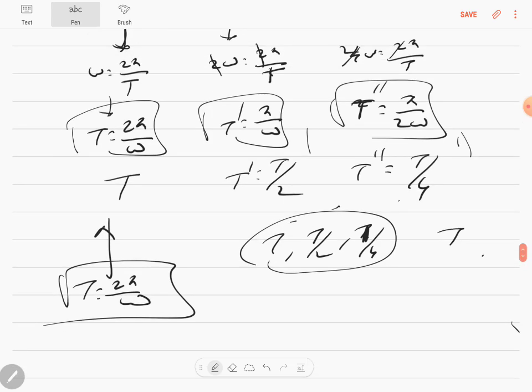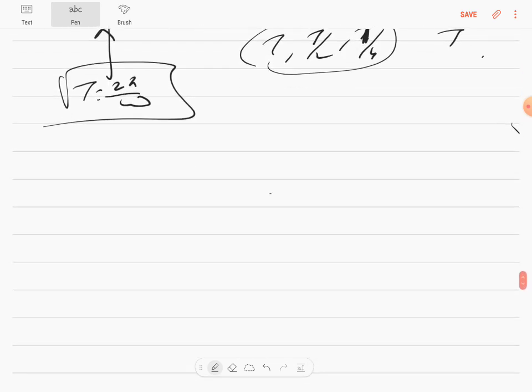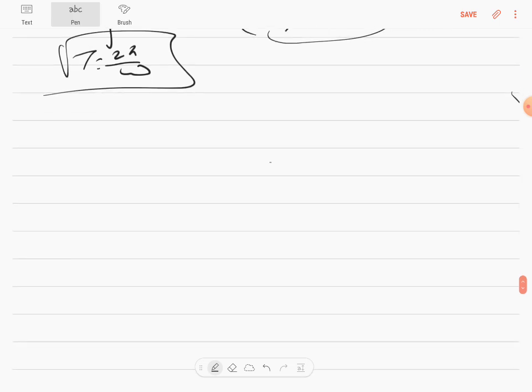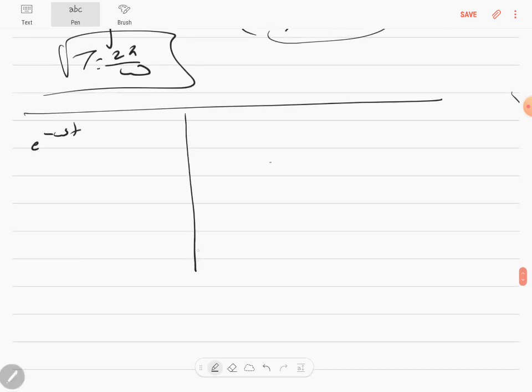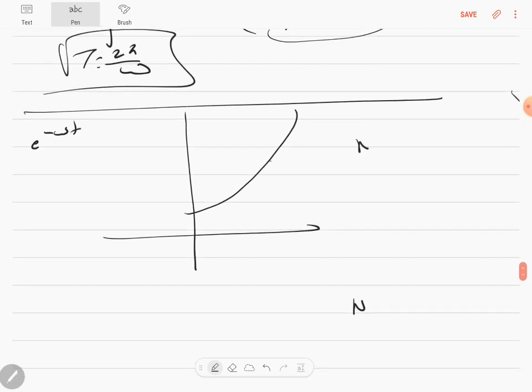Okay, next is the function e to the power minus omega t. You know, the exponential function, the graph itself is like this. It is not repeating. It's non-periodic. That's all. You just write non-periodic. No need to proceed further.